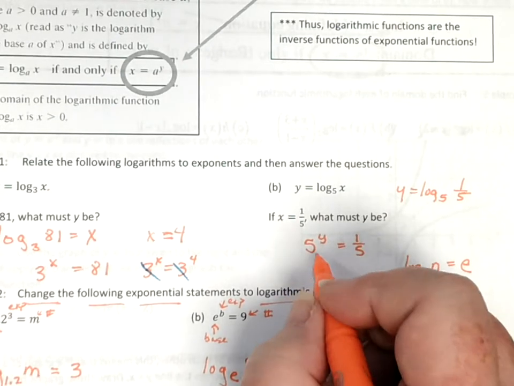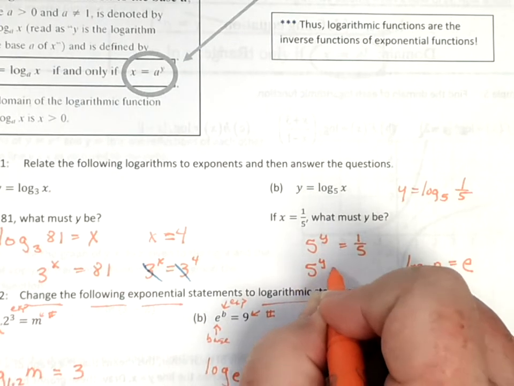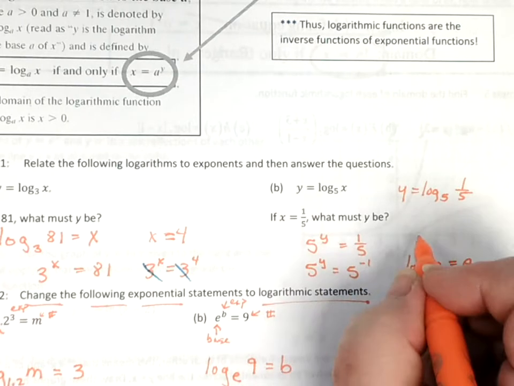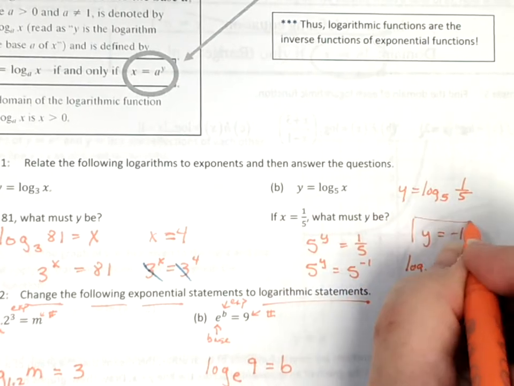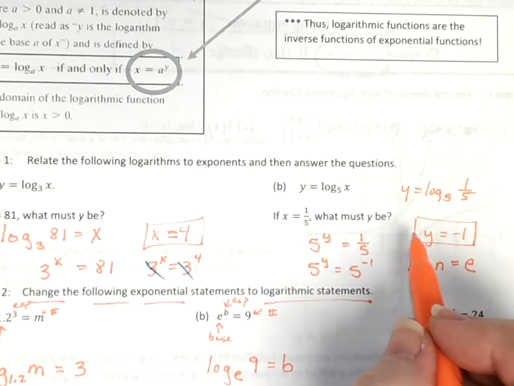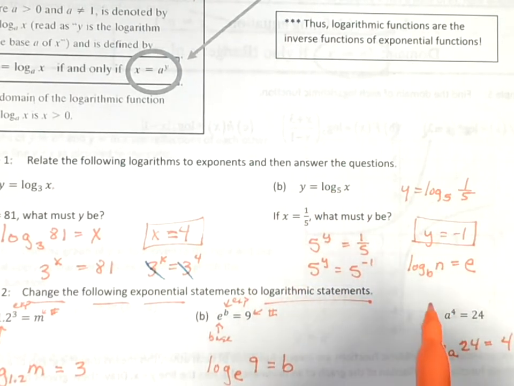Well, they don't have the same base. So let me rewrite this. 5 to the y equals 5 to the -1. Y must be -1. And we've solved that problem a lot easier than trying to figure it out from looking at this.